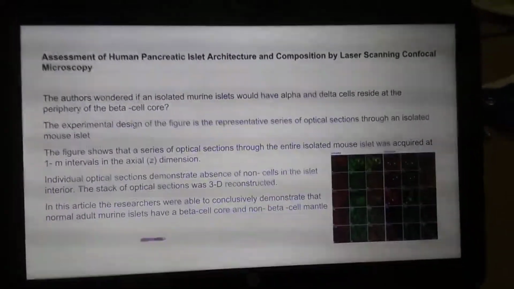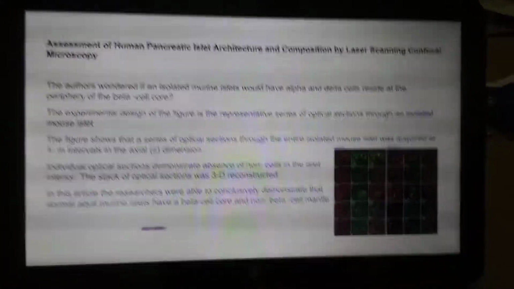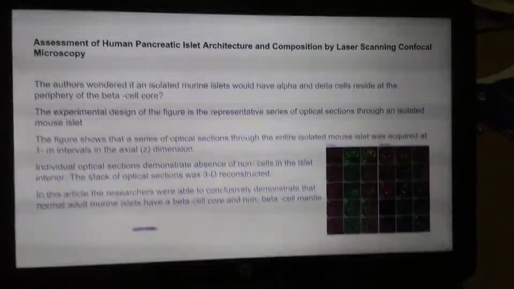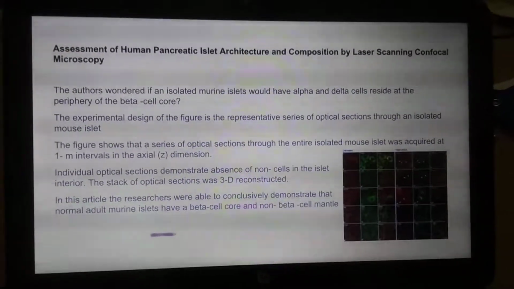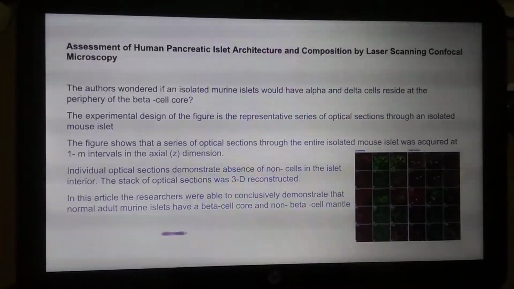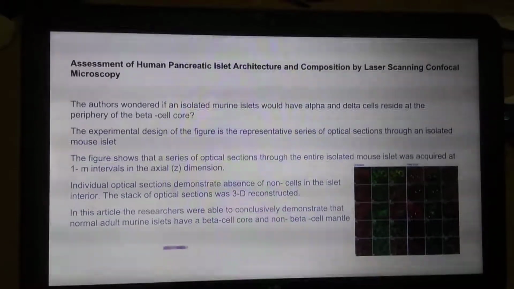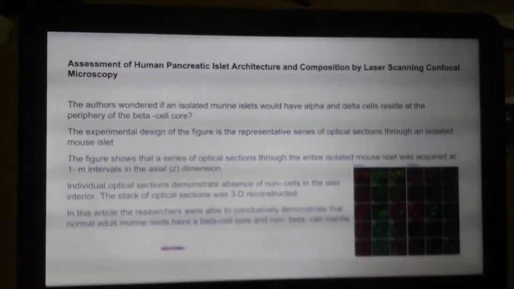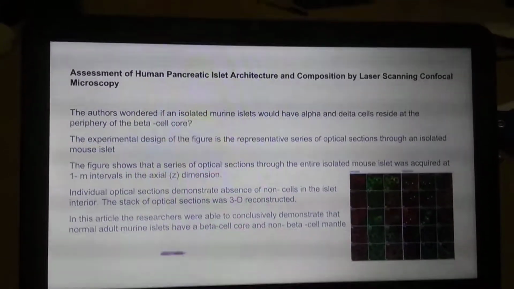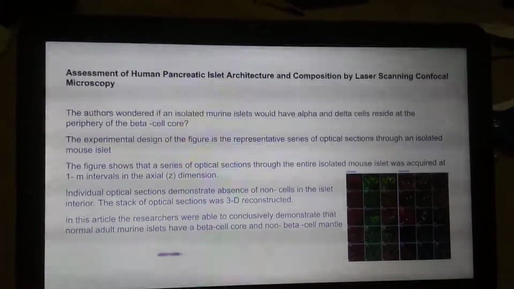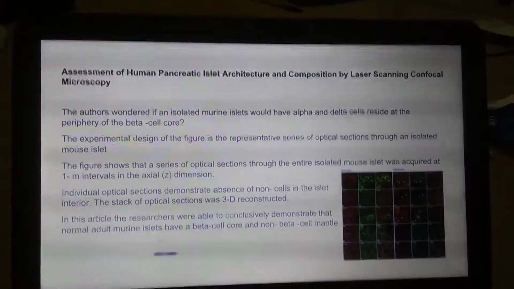A paper that used confocal microscopy is titled Assessment of Human Pancreatic Islet Architecture and Composition by Laser Scanning Confocal Microscopy. In this paper, the research that was conducted was to better understand the quality and characteristics of human islets used for transplantation. They performed a detailed analysis of islet architecture and composition using confocal laser scanning microscopy.